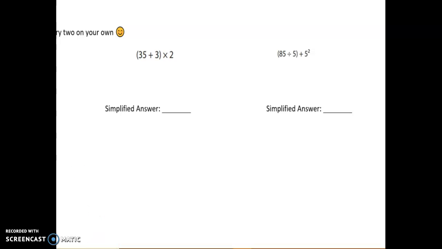Okay, if you went ahead and tried these on your own, hopefully you get the answers of 76 for the first one. Again, you would add in the parentheses first and then multiply by 2. So you would get 38 and then times 2, which then gives you the answer of 76. The second one, we have parentheses, so that's where you would go first. You should have found the answer of 42.